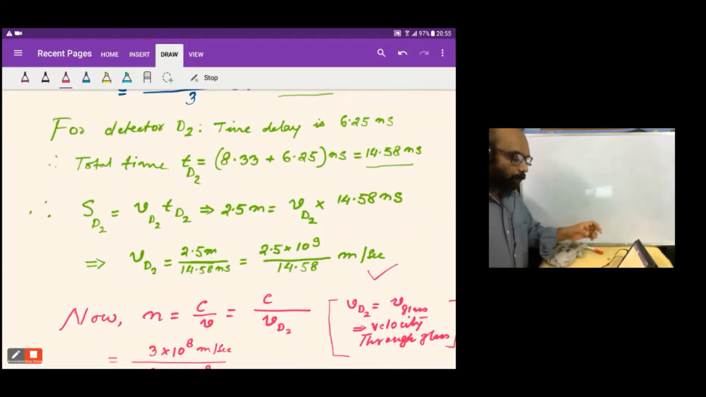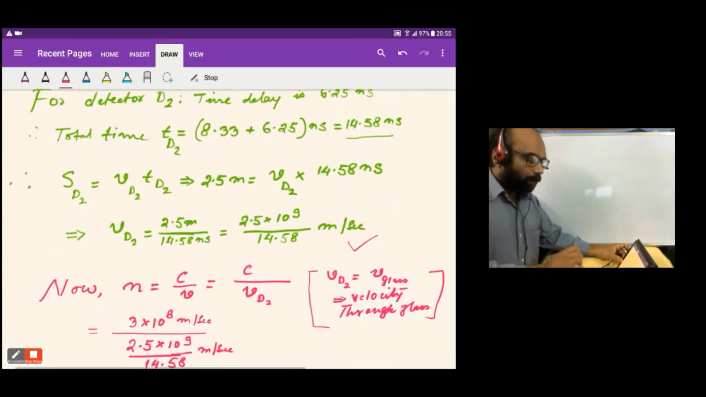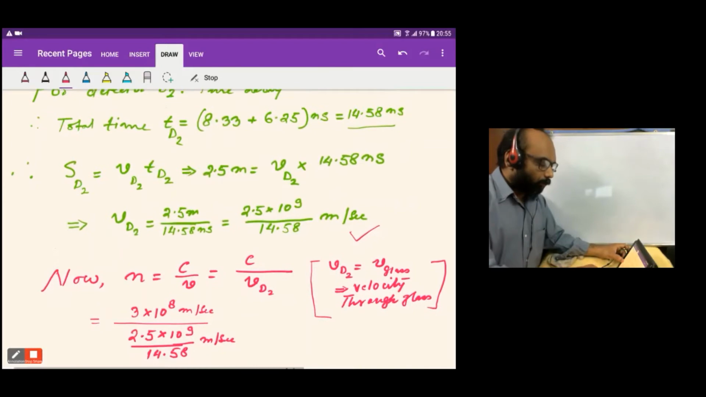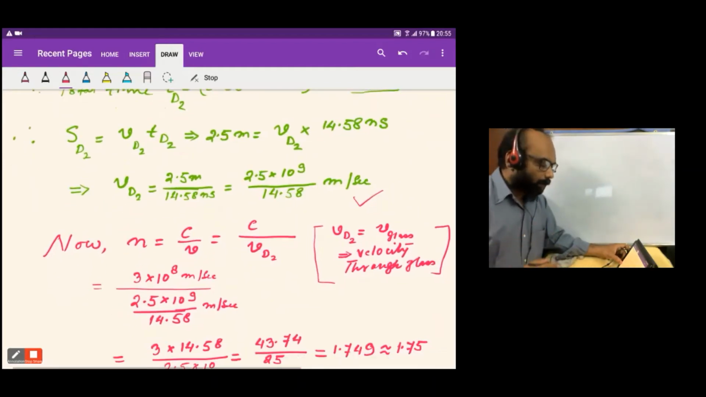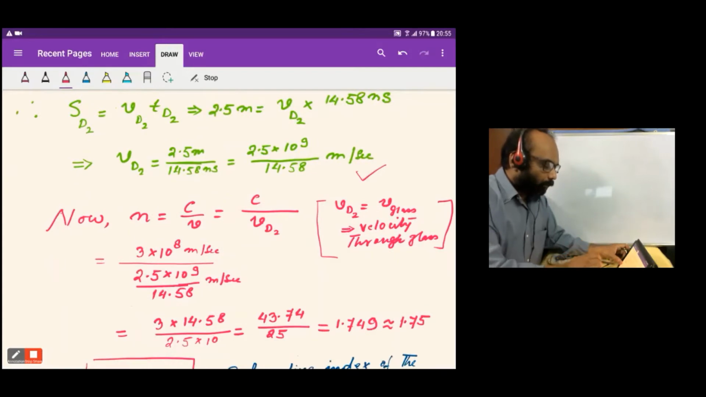Now we are going to use the formula n equal to c by v. So here v is the velocity of the laser light through the transparent block when it is going to hit the detector D2. So V D2 is equal to v glass, we can write, that is the velocity through the glass. C is the 3 into 10 to the power 8 meter per second. V D2 is 2.5 times 10 to the power 9 divided by 14.58 meter per second.